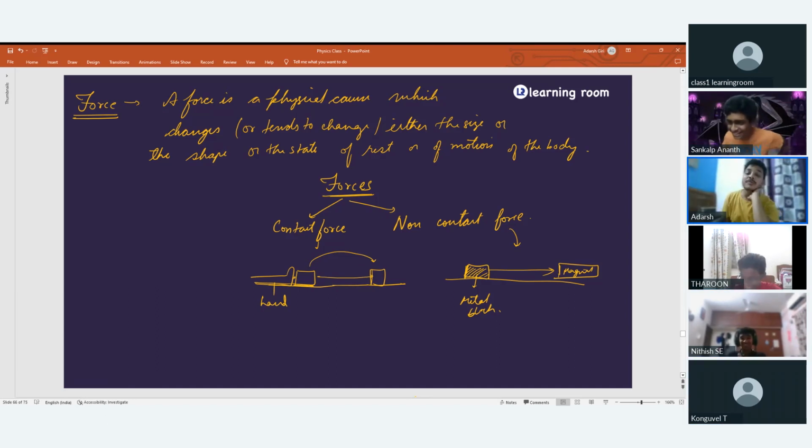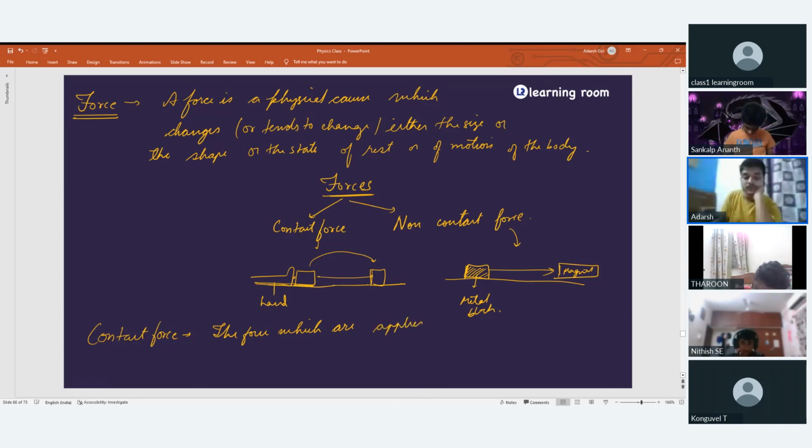Between which two bodies you're talking, it depends on that. Okay, we'll see contact force. What is contact force first? A force which is applied on bodies with contact.